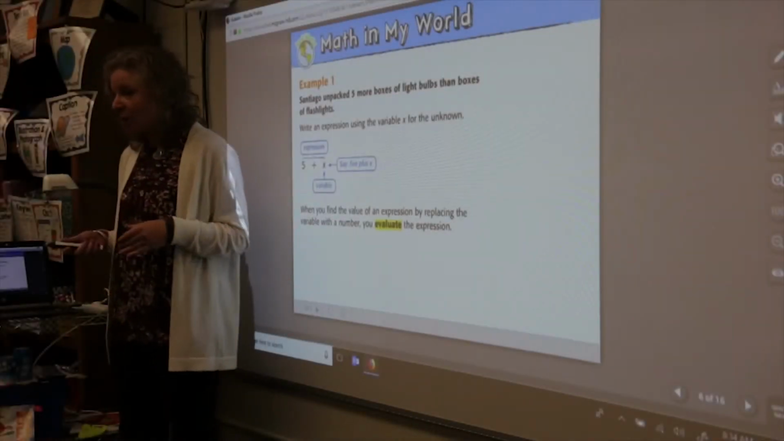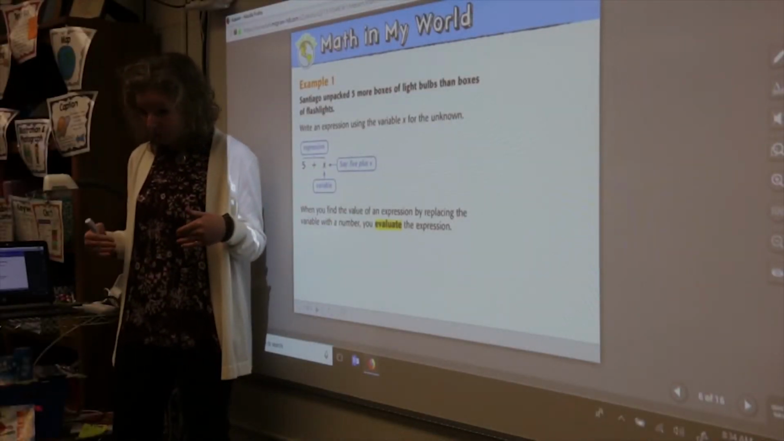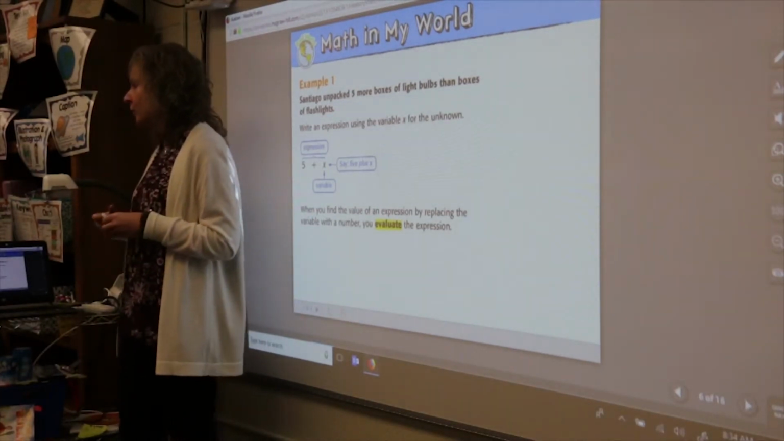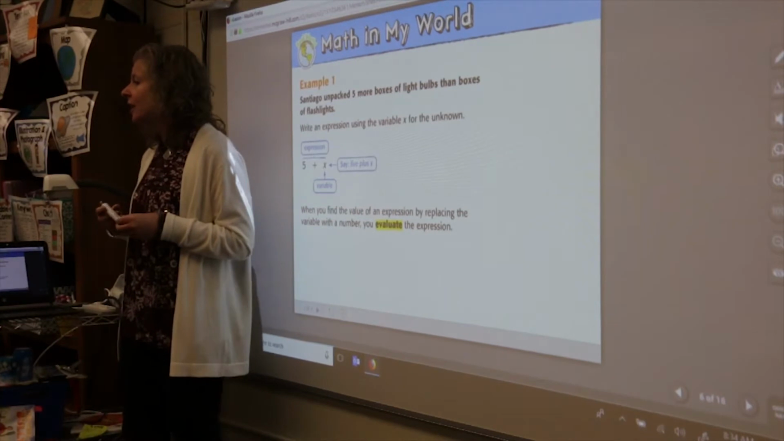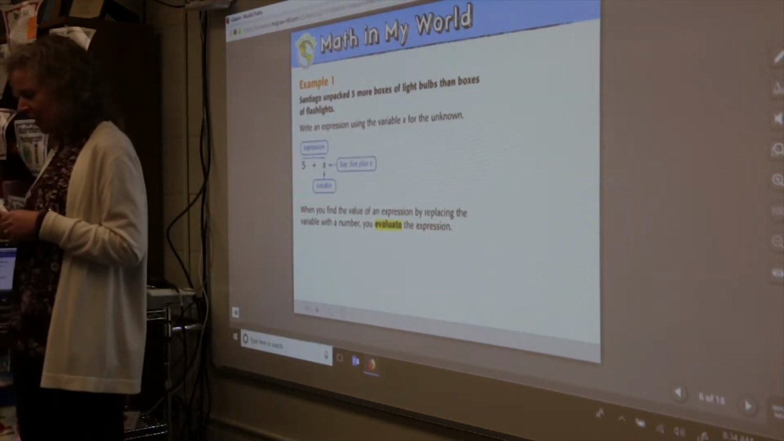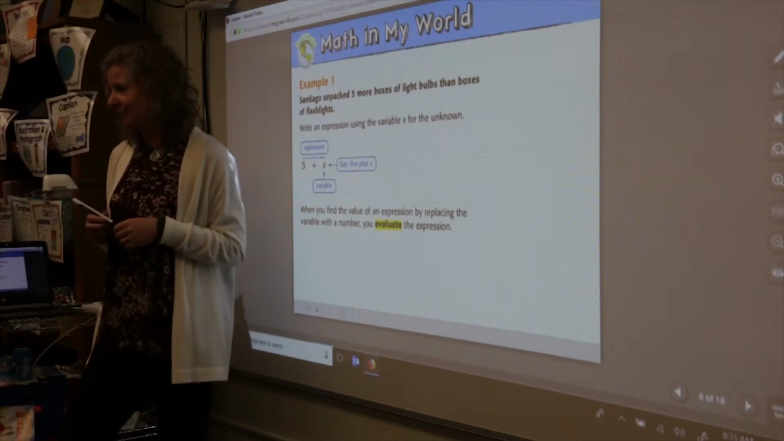To be talking about? We've been talking about writing expressions. Now we're going to talk about variables, okay? Turn and tell your neighbor. We've heard the word before. What's a variable? Try and come up with it. Go.